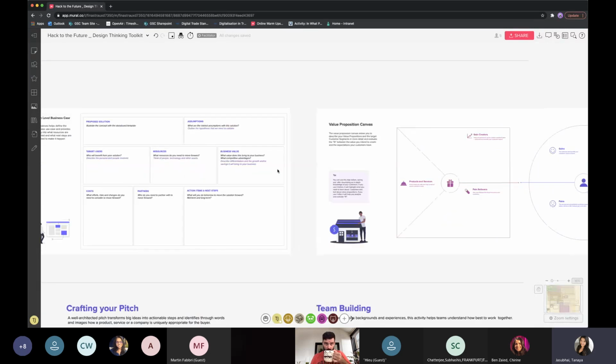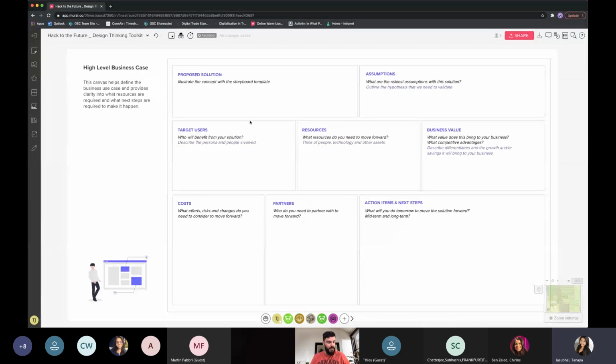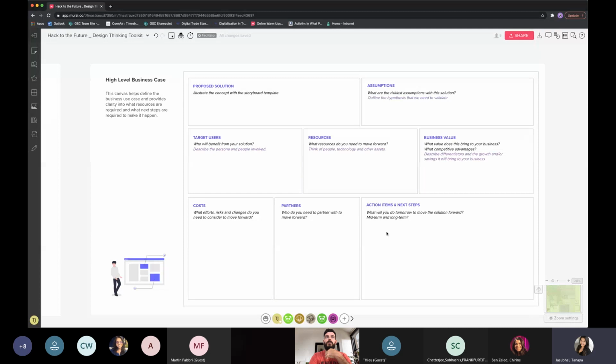And then once you do that, it ties in nicely to a high-level business case where you look at the proposed solution, the assumptions, value, resources, costs, partners, action items, and next steps. And that's just helping you think through how you're going to go to market with this, right? What all you need to get done to be able to take your solution out to market. What is the problem you're solving, who you're solving it for, that sort of thing, and the resources that you would need. So we've gone through these templates already in the past few weeks.